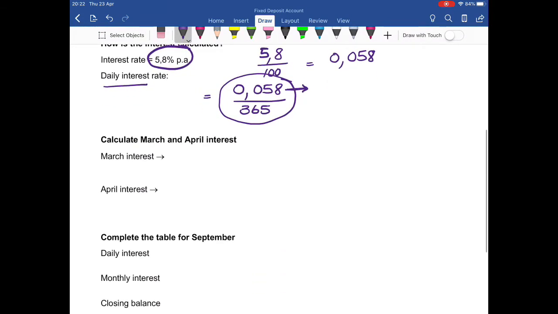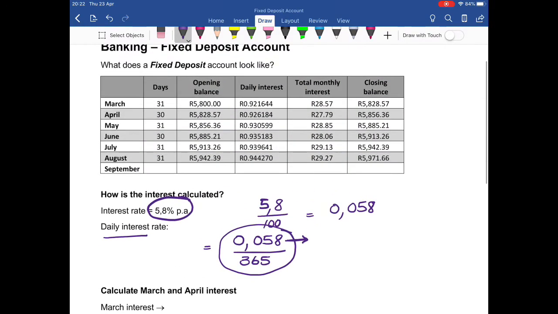Right, let's calculate the March and April interest. If we have a look here, what you need to notice is that the closing balance becomes the opening balance in the following month. The closing balance becomes the opening balance in the following month. And we know when that happens, that is compound interest. Okay, so we're looking at compound interest.